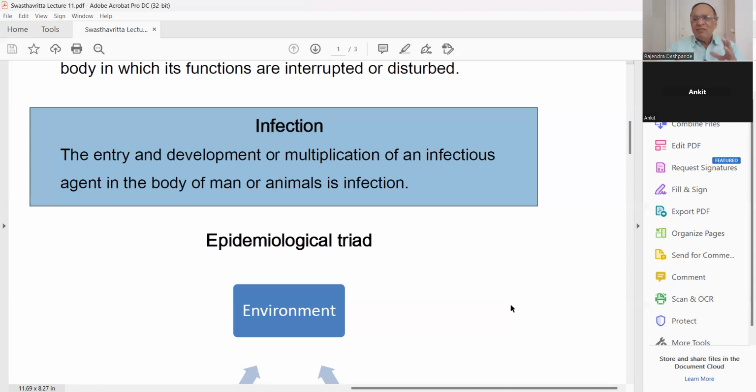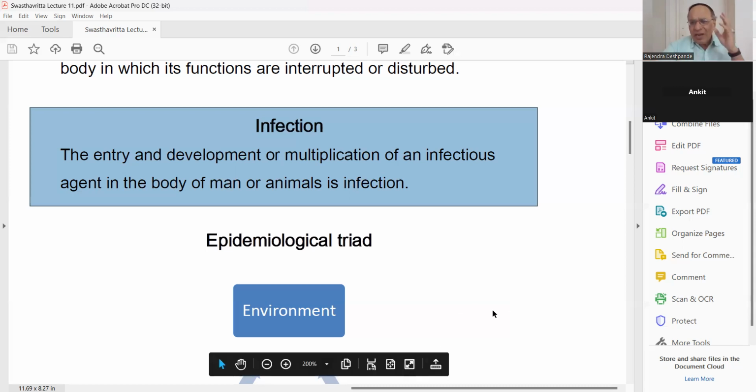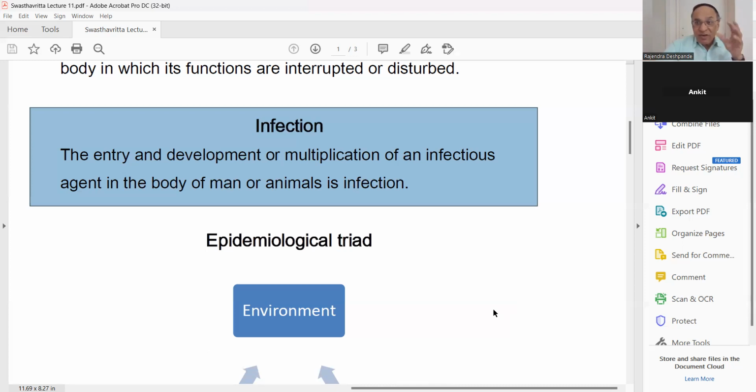And that is why we have air pollution, land pollution, water pollution, and food contamination. All these words are important for infection. Let us see the definition.